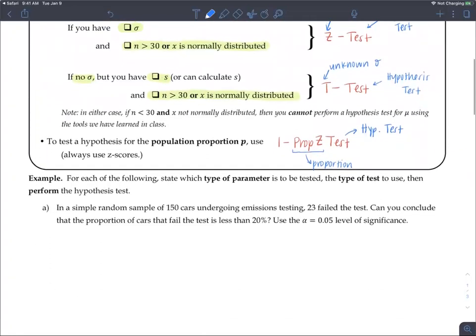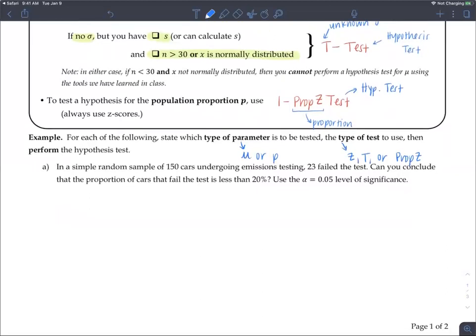So it wants us to state which type of parameter is to be tested. This is either mu or p. Those are the only two options. The type of test to use, so z, t, or prop z, right? And then perform the hypothesis test. So this shouldn't take too long, right? If it starts taking too long, we can skip the hypothesis testing portion for now.